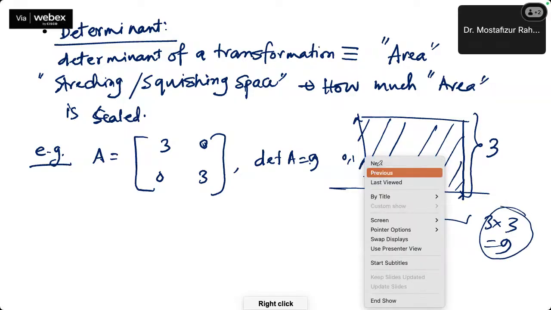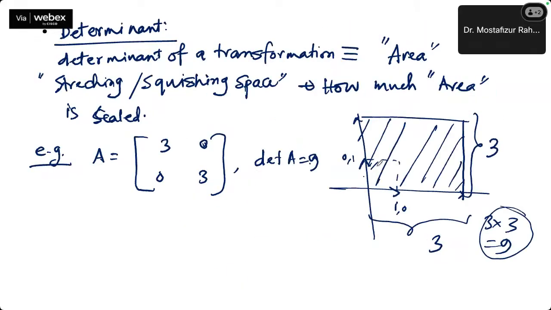So earlier area was 1 times 1. This particular small area, say it is A1. A1 was 1 square unit. Now this big one, A2, equals 9 times A1, right?